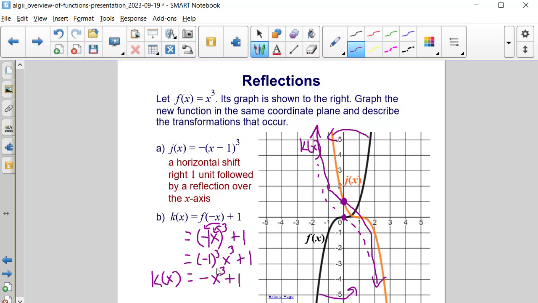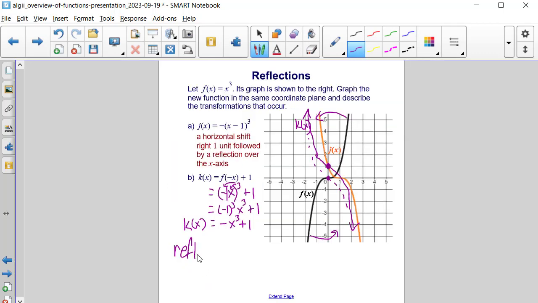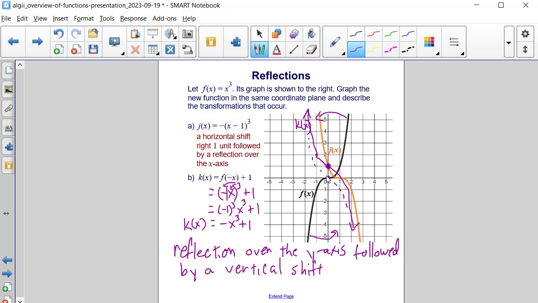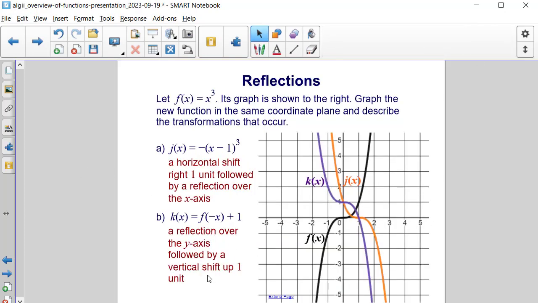And now let's describe the transformations that occurred. We had a reflection over the y-axis, followed by a vertical shift up 1 unit. And here's the solution to the second part of our example. And it does show that k of x was the function f of x that reflected across the y-axis, followed by a vertical shift up 1 unit.